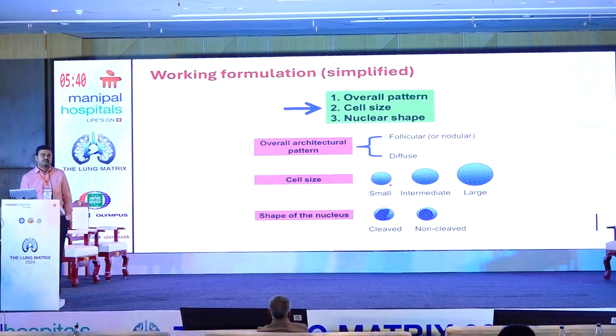And we need tissue for further tests like immunohistochemistry, molecular evaluation, everything needs tissue. So core needle biopsy or EBUS biopsy or an FNAC won't give us sufficient tissue. All these are to be looked at by our pathologist when we are giving a diagnosis of a lymphoma: the size of the cell, the pattern of the lymph nodes, and the nuclear shapes.